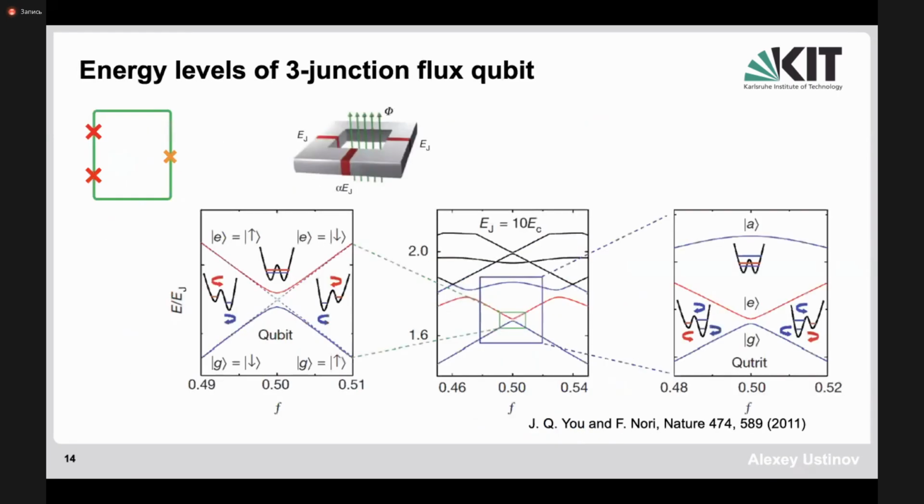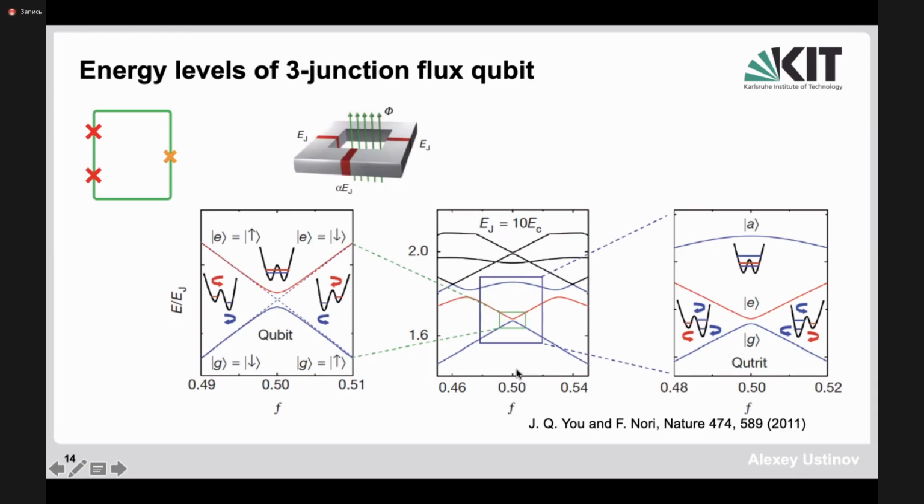The device which actually operates here in the three-junction flux qubit is shown here. It's again schematics of this device, and if you have the situation here at half flux quantum, then potential is symmetric. If you go a bit to the left, then one of the states, clockwise current, becomes the lower energy state, and anti-clockwise current becomes the excited state. If you go in the opposite direction, then it's the other way around. So the anti-clockwise current becomes the lowest energy state, and the clockwise current becomes the first excited state.